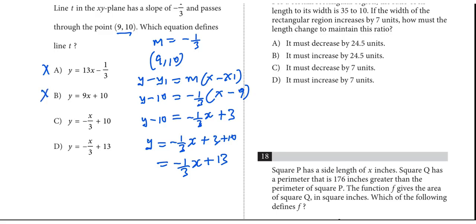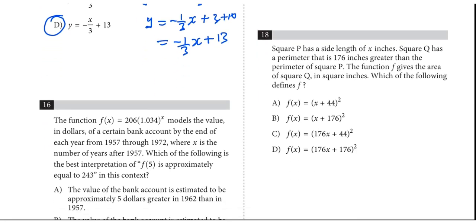So this is not the answer. This is not the answer. Negative 1/3 x plus, this is still not the answer, and this is the right answer here. Okay, good. So that is the answer to question 15. So let's go to question 16.